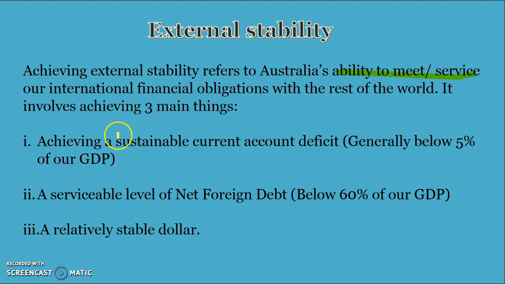We aim for a sustainable current account deficit. So we want to keep our current account deficit generally below 5% of our GDP. We want to have a serviceable level of net foreign debt, which means that it's not too high that we can't pay the interest on it, and we generally want that below 60%. And we want a relatively stable dollar. So it's not too high that it's hurting our exports, but not too low, which is limiting our ability to pay for overseas goods. So we generally want a relatively stable dollar, not going up and down too much.